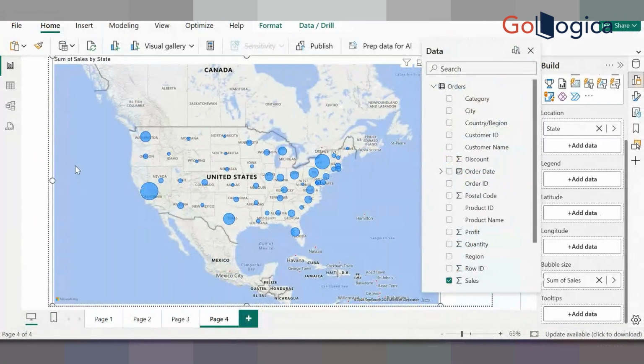So we are able to understand where the sales are good, where the sales are low. All this information we are able to extract.